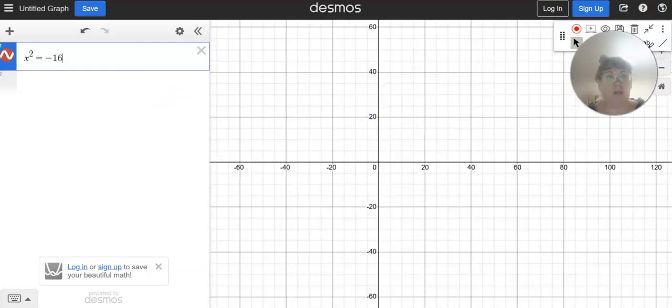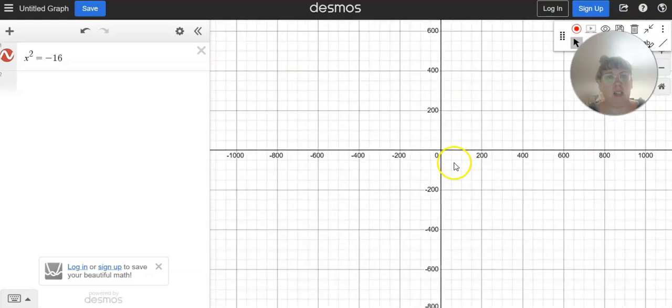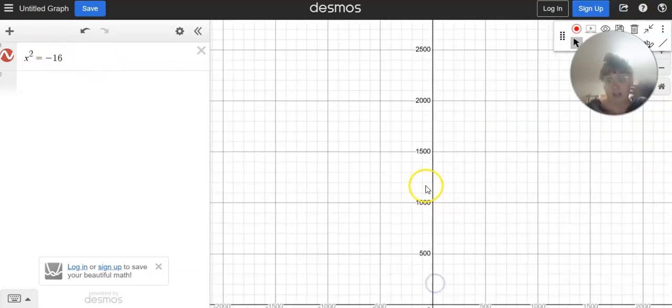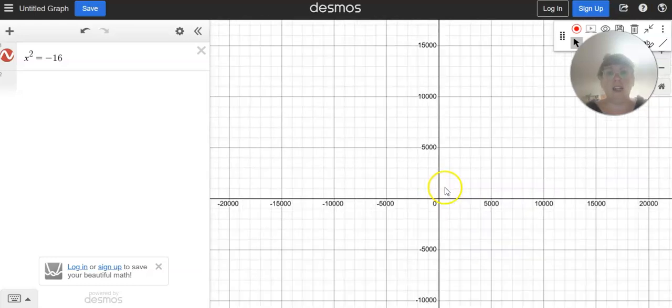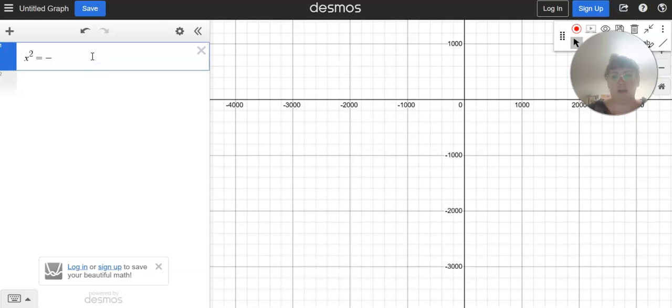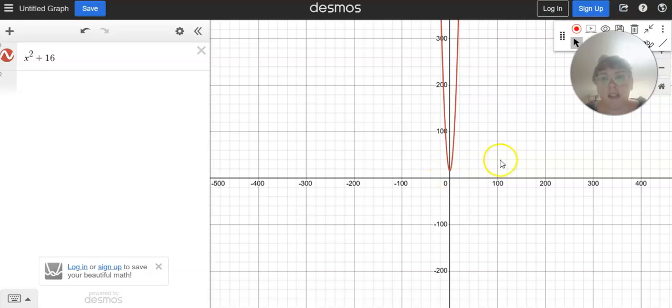Is it x squared? It must be really... Why are you not graphing? It's never gonna touch. I'm not sure why it's not coming up. Let's see. Okay. There we go. So this is the graph.